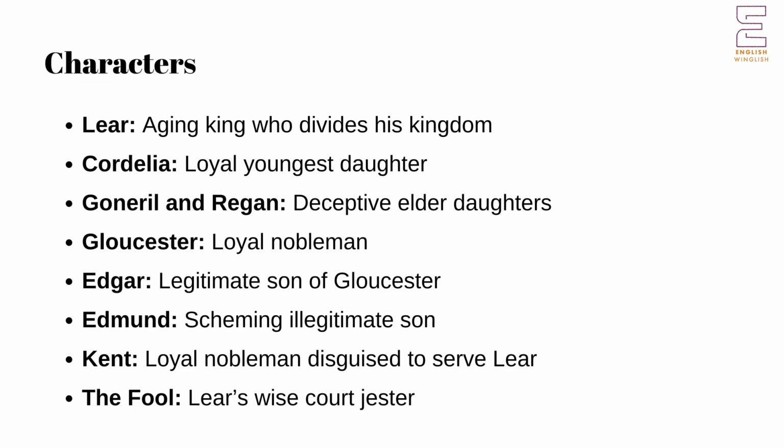Edgar, Gloucester's legitimate son, who disguises himself as Poor Tom to survive. Edmund, Gloucester's illegitimate son, who schemes to usurp his father's title and lands. Kent, a loyal nobleman who disguises himself to continue serving Lear after being banished. The Fool, Lear's court jester who offers wisdom through his folly.